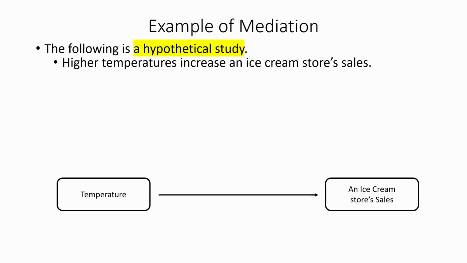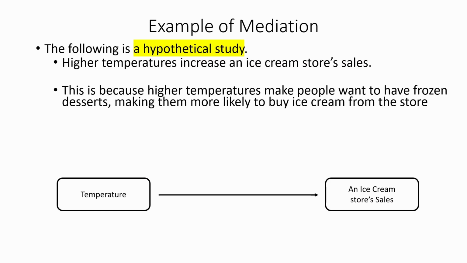I'm going to provide an example here to show what a mediation analysis is. Notice that this is a hypothetical study, and I just use it as a way to explain the concept of mediation. So for instance, you are running an ice cream store and you find that as temperatures go up, you can sell more ice cream. So that's the basic observation or the basic effect. Higher temperatures will lead to more ice cream sales.